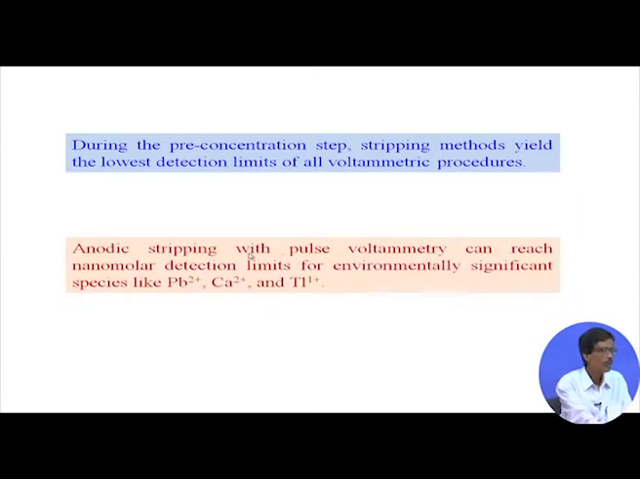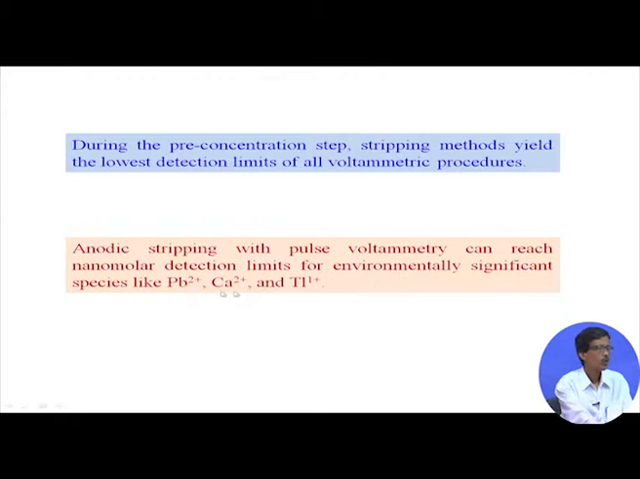So, anodic stripping with pulse voltammetry can reach a nanomolar detection limit, because we have already seen that we can detect nanoampere currents. Similarly, nanomolar detection is also possible for some very important metal ions which we know are present in the environment from automobile exhaust, industrial exhaust, or other human activities.